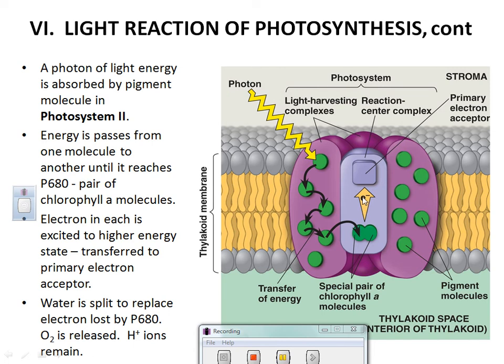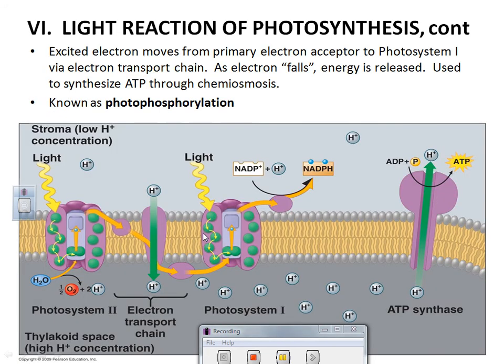Okay, so it passes it up, goes to that primary electron acceptor. I also wanted to mention here at this primary electron acceptor, that's our redox reaction, because that electron acceptor is accepting the electrons. So that's being reduced by receiving that electron. Okay? All right, let's look a little bit more closely.